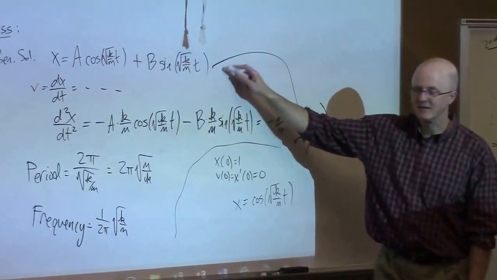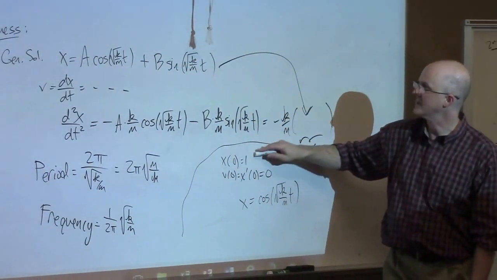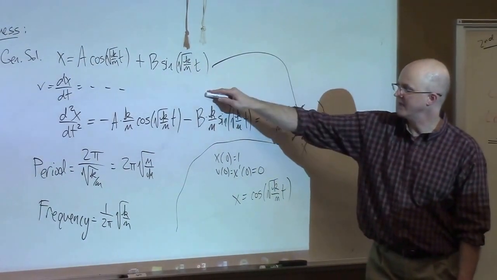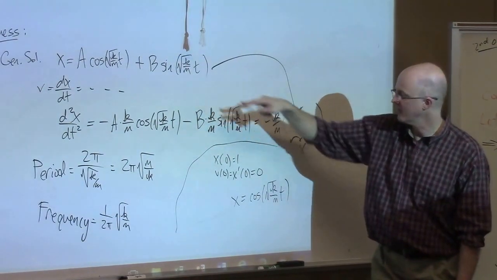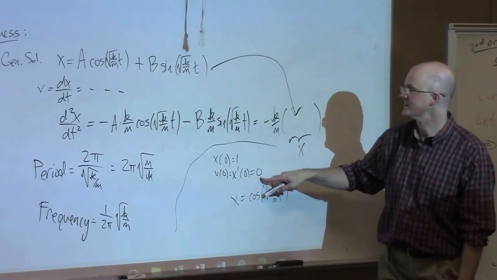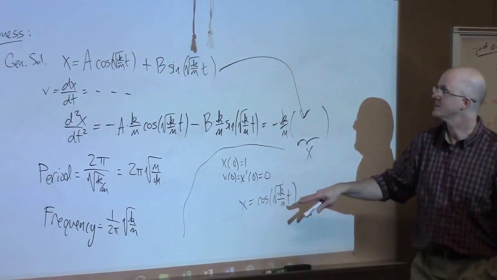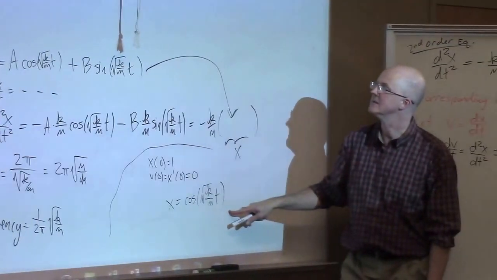If you want to confirm it, again, you plug in t equals 0 here. That allows you to see that a is 1. Differentiate this, which I did not bother doing. Plug in t equals 0 there and set it equal to 0. You will see that b must be 0 as well. A is 1, b is 0, so the answer is just this.